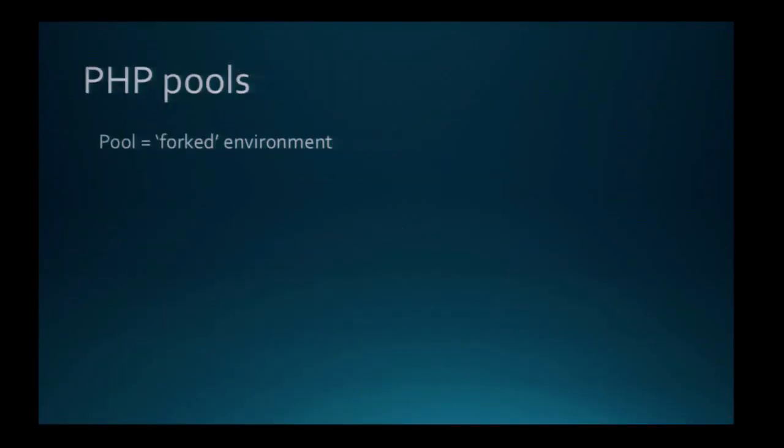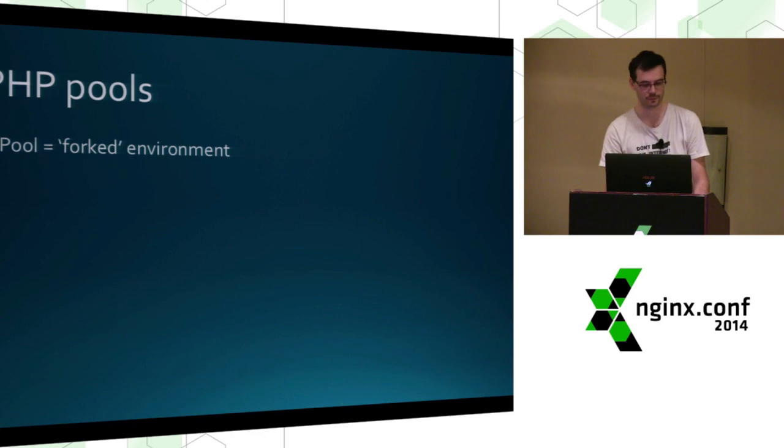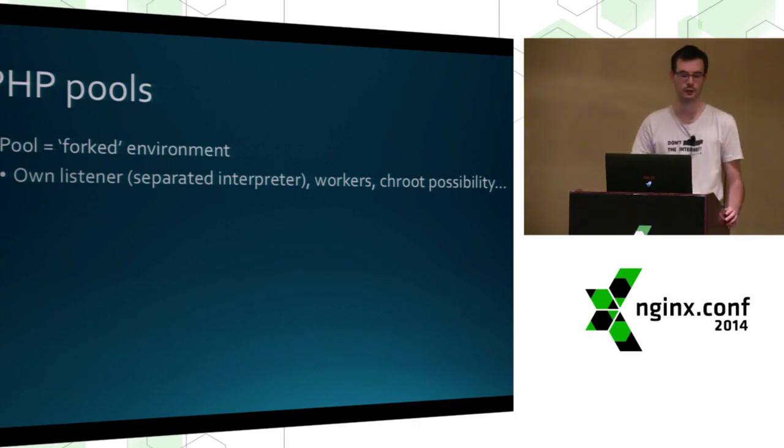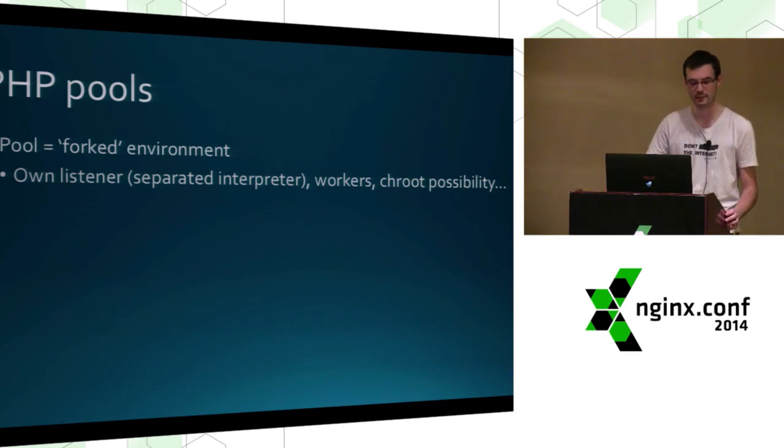Now the big part. PHP has something called pools. Actually, a pool is a separated environment. Each pool has its own separate listener. So you saw I was using a Unix socket to connect to my backend. Actually, each pool has its own socket. It can be either TCP, it can be a Unix domain socket, it can be whatever you wish, but you can have several instances of PHP running in the same daemon, actually.